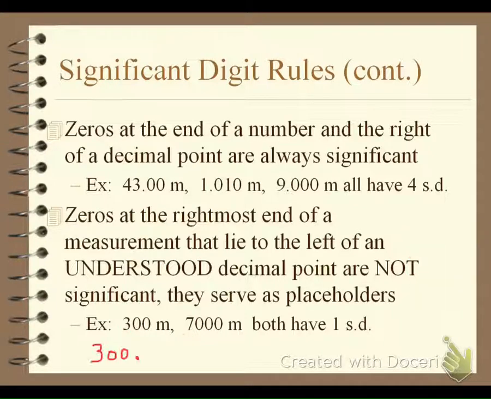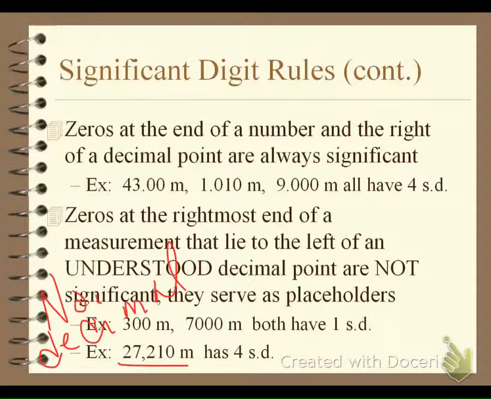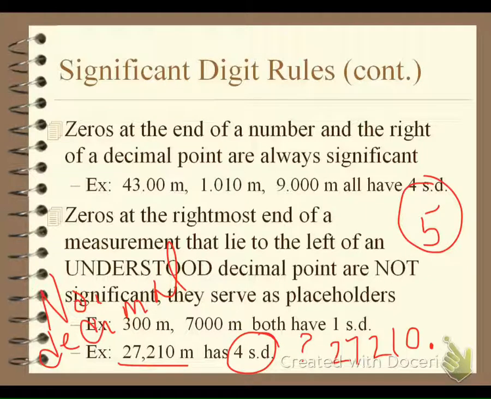Notice what happens when we add a decimal point. The 300. now goes back to the previous rule and would have 3 significant digits. 7,000. would have 4 significant digits. How about this? No decimal present, so we have 4 significant digits. What if we put the decimal point? How many significant digits would it have then? Correct, 5.